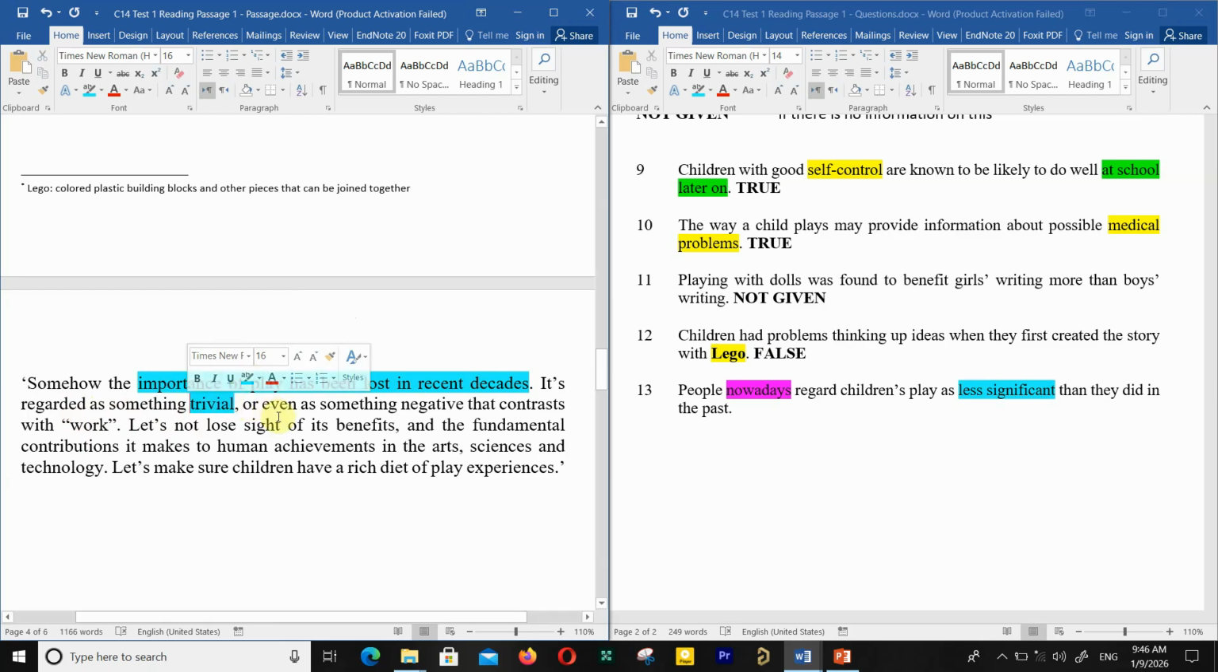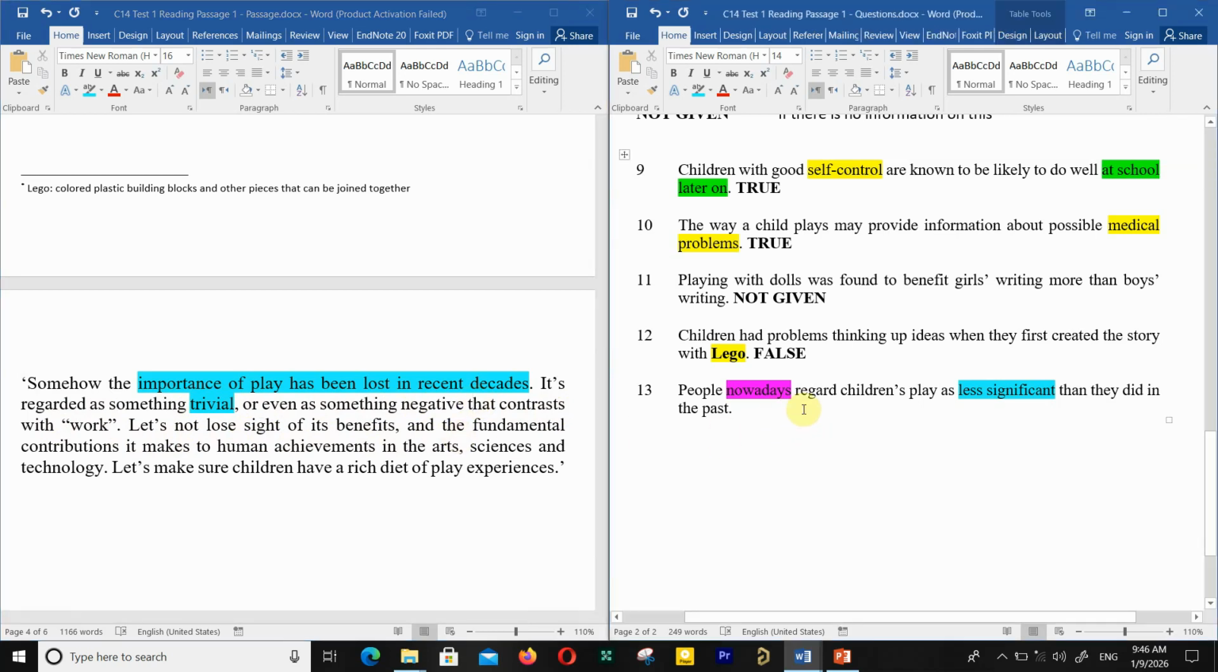Trivial means having little value or importance. So this is less significant, or even as something negative. You see, it's even explained, the meaning or concept of something trivial. Negative, that contrasts with work. Let's not lose sight of it. It's completely obvious that nowadays, yes, this is absolutely true for this one. So out of 5, 3 of them are true, 1 of them false, and 1 of them not given. So it's not something that, for example, 2 true, 2 false, 1 not given. No, you cannot say that before it.